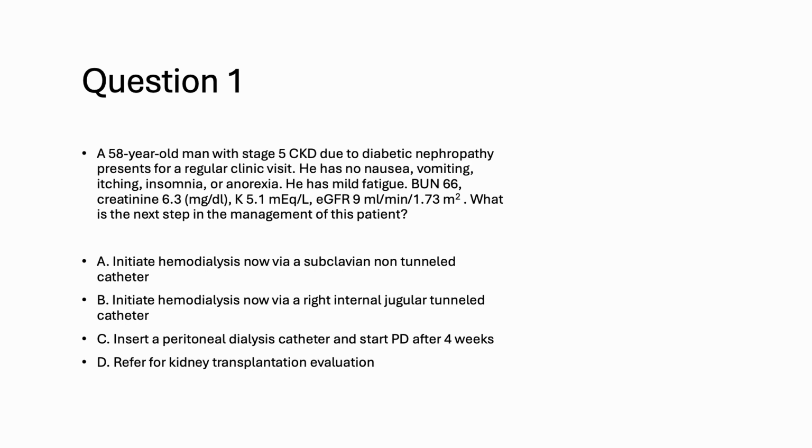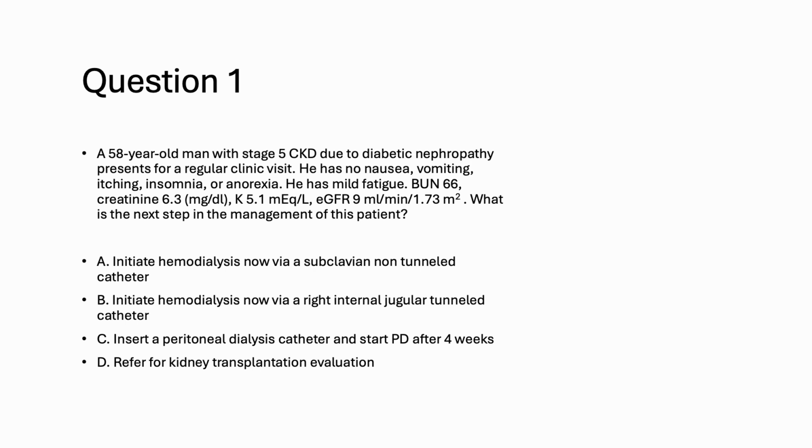Question number 1. A 58-year-old man with stage 5 chronic kidney disease due to diabetic nephropathy presents for a regular renal clinic visit. He has no nausea, vomiting, itching, insomnia, or anorexia. He has mild fatigue. BUN is 66 mg per deciliter and creatinine is 6.3 mg per deciliter. Potassium 5.1 milliequivalents per liter. Estimated GFR is 9. What is the next step in the management of this patient?